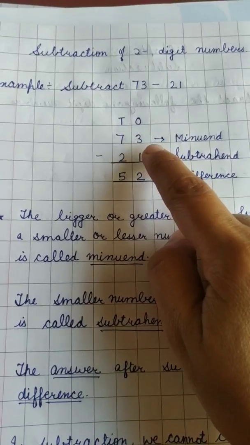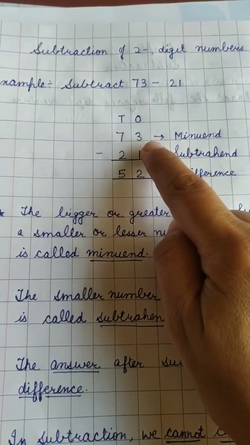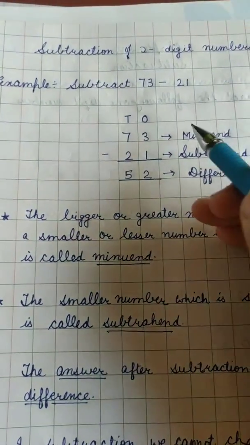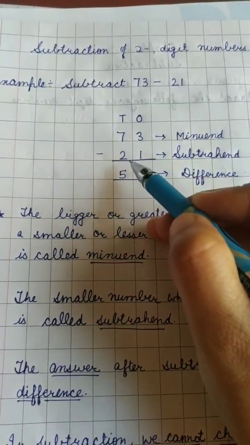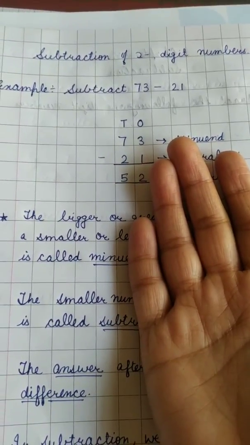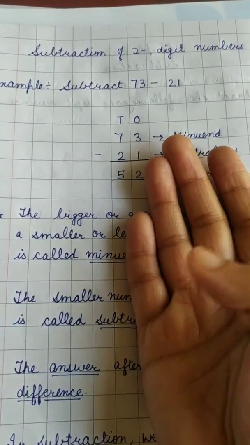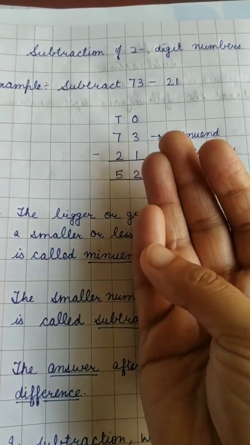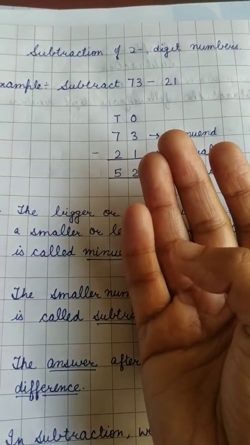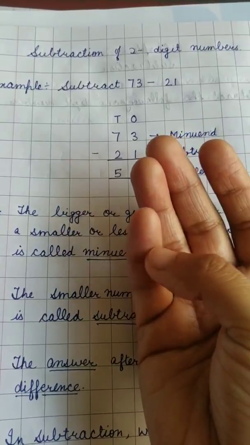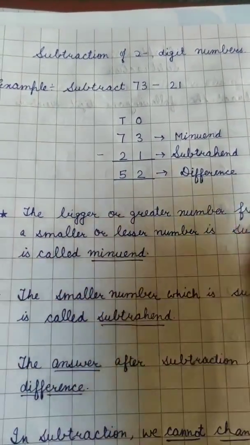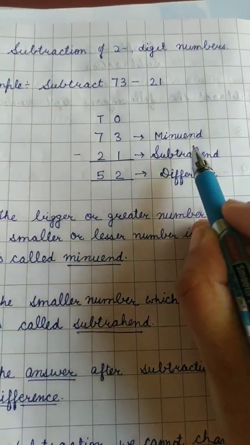Now 3 minus 1. See children, it is very simple. You can do it orally also. 3 minus 1 is 2 and 7 minus 2 is 5. How? You have to go from 3 to 7. 3, 4, 5, 6, 7. How many lines? 1, 2, 3, 4, 5 lines. So the answer is 52.